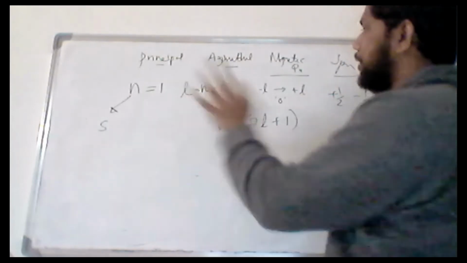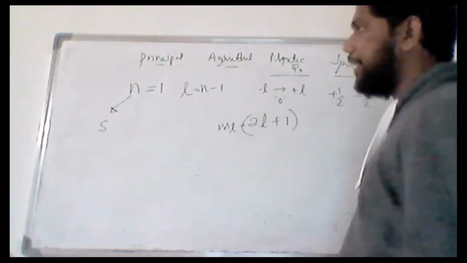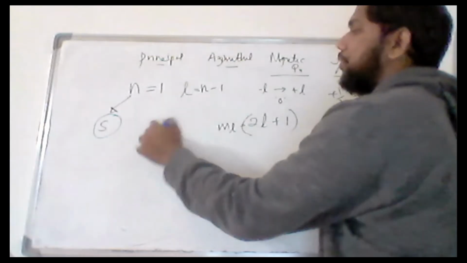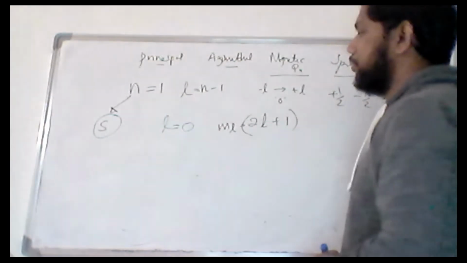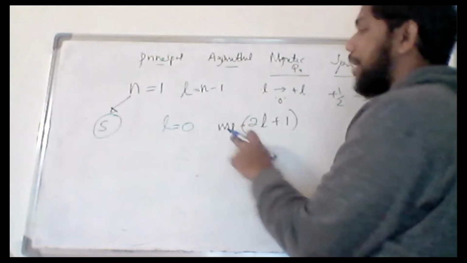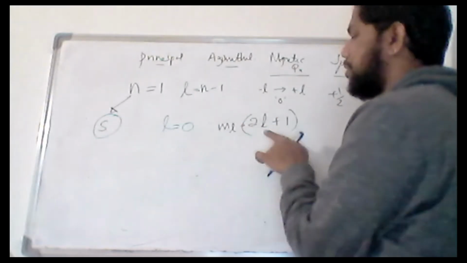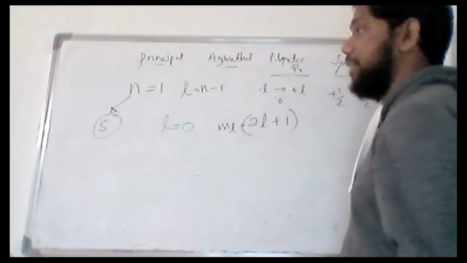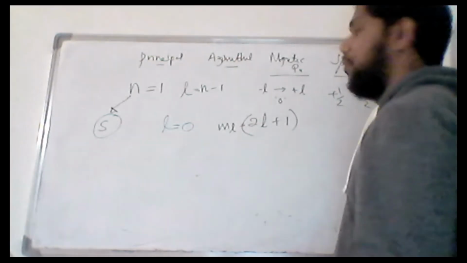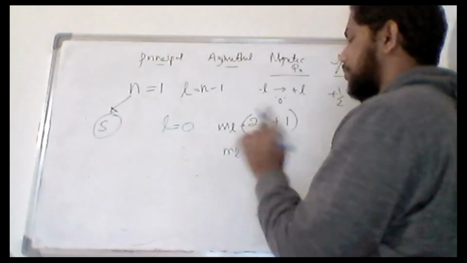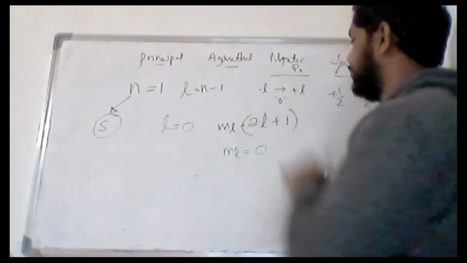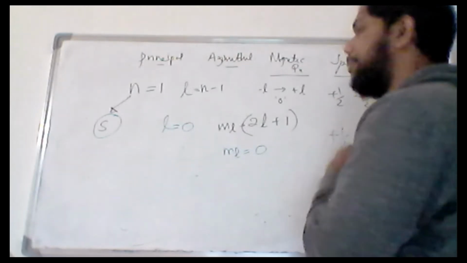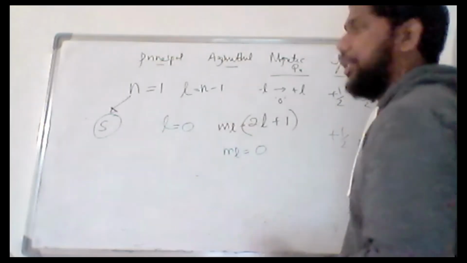Okay. Now we will check the values. If it is n equals 1, it is S. So 1 minus 1, so L will be 0. So as you might think, ML should be, if this is 0, 2 into 0 plus 1, which means it should be 1. But remember, that is not the case. If L is 0, ML is also 0. There is only 1. Then this will be either plus half or minus half. We don't know. It depends upon the S1 electron or S2 electron.